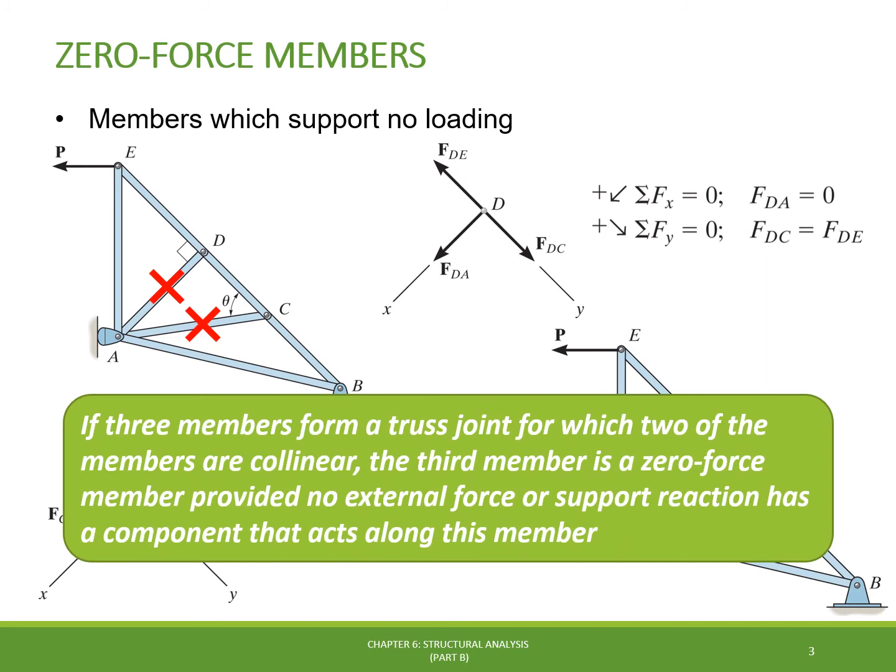In general, if three members form a truss joint for which two of the members are collinear, the third member is a zero-force member only if no external force or support reaction has a component that acts along this member. Just like in the previous example, there is no guarantee that members CA and DA will remain as zero-force members if the direction of P changes, or if additional external forces are added to other joints of the truss.